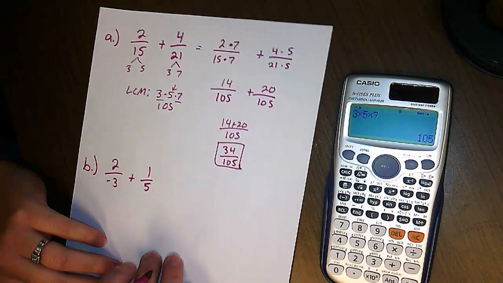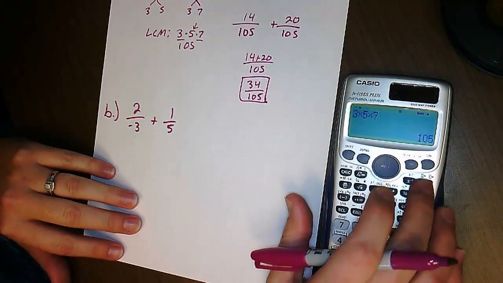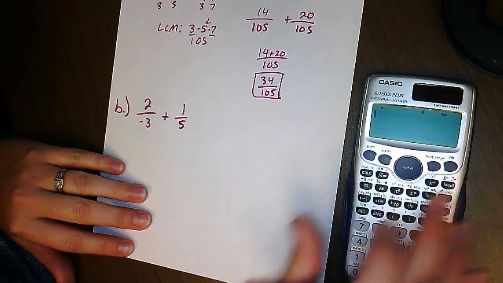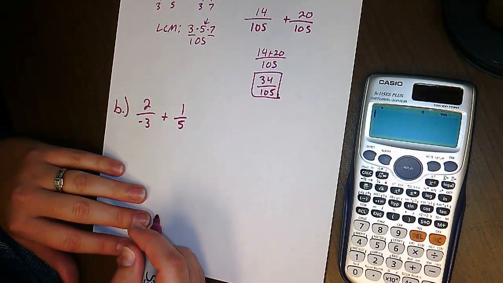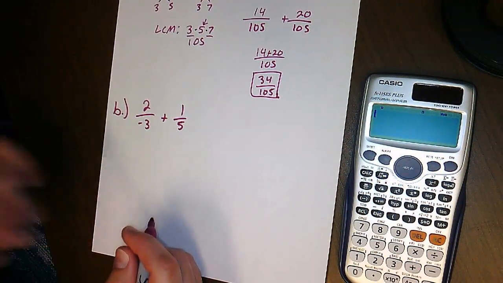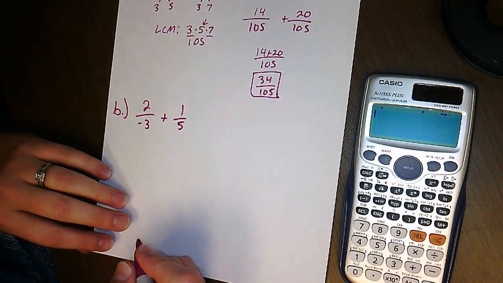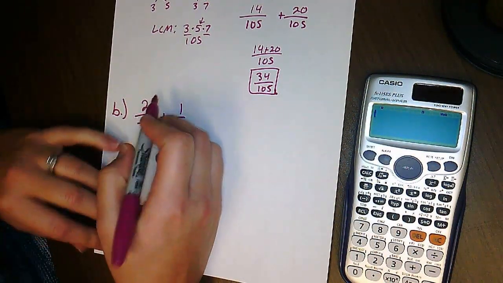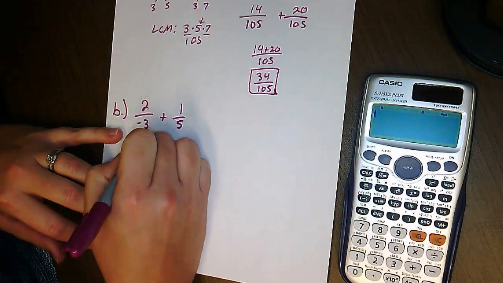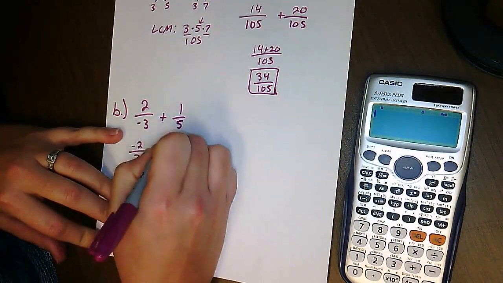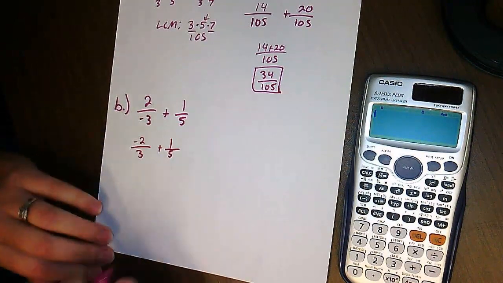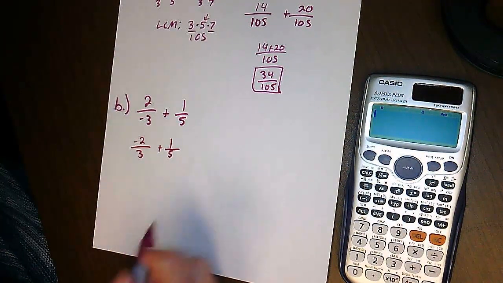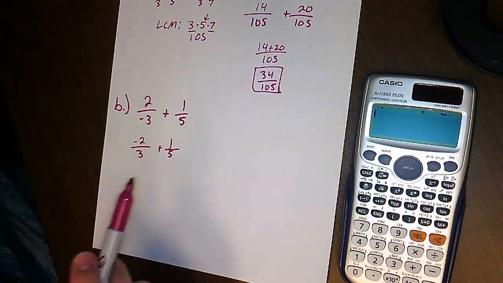Now, looking at part B, we threw some negatives in here. So let's see, we've got 2 over negative 3 plus 1 over 5. I'm going to go ahead and move that negative to the top. I'm not used to seeing it sit in the bottom, so let's just make it negative 2 over 3 plus 1 over 5. And that'll help clear up matching the denominators like we want them to be.